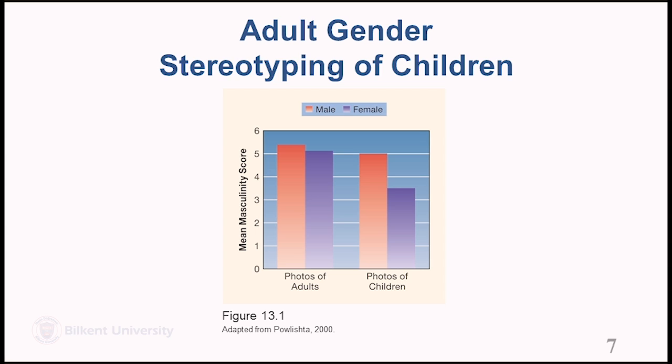Stereotyping of children. We're basically looking at the mean masculinity score given to photos of adults and photos of children by adults. So these are adults viewing pictures of children, boys, girls, and pictures of adults, women and men. And it seems that by the time we become adults, we more or less either inhibit these stereotypes or really effectively learn to think in more liberal ways. But when these same adults look at photos of children, their gender stereotyping is more prevalent. It's more observable. So we impose more gender stereotype on the young of our society.